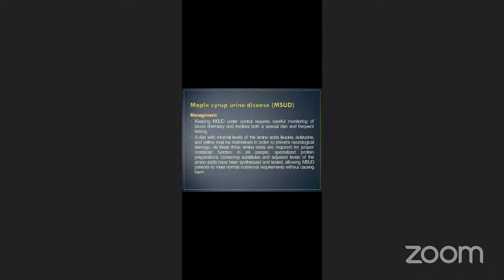Management is careful monitoring of the blood chemistry and disorder. Yeah? Sorry. It is protein disorder. Yes. That is amino acid disorders.